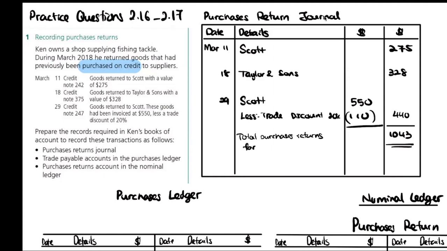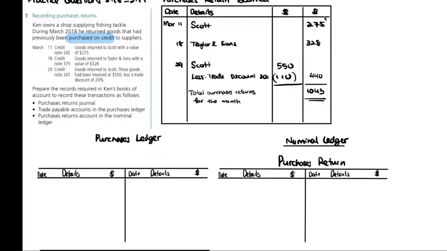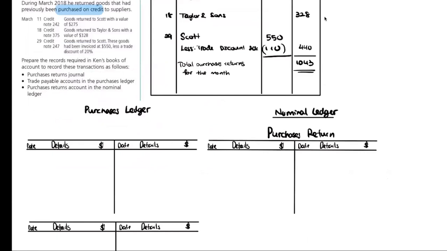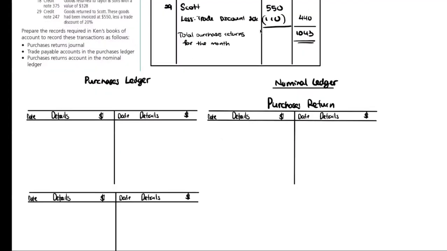Okay, all these purchases returned that we are writing down here are all of our trade payable. That's why they have names, and then we just need to include it so that we can put the total into our purchases return. Normally purchases return are only for credit purchases. So on the purchases ledger, we have Scott and we have Taylor and Son.